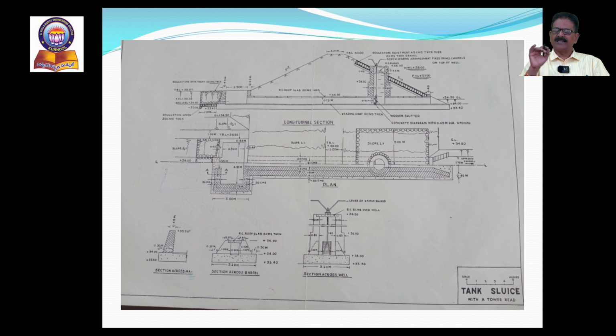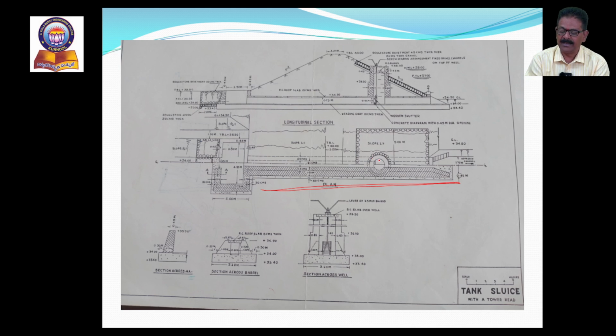So in the title itself, the major components are covered: tank sluice with tower head, sluice and sluice barrel, tower head and cistern. These four are the major component parts of the structure. So in this diagram, we can see all the major component parts of the structure. Let me explain. This is the plan. If you see this plan, in the entire longitudinal direction, this is the sluice barrel. This portion is called the sluice barrel, right?